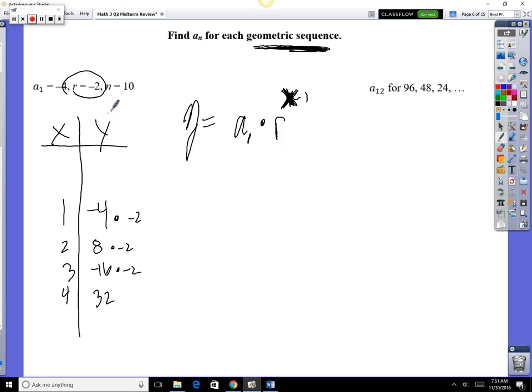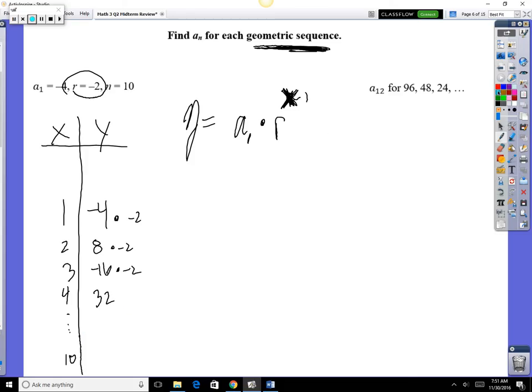So they don't want you to go very far. They just want you to go to 10. So on your calculator, you can just times it over and over again by negative 2, because that's not really too far to go. But if you want to use the formula, here's how the formula works.